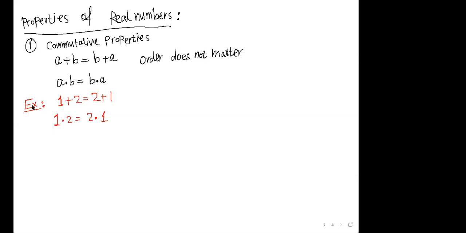Second property, number 2, is called associative.